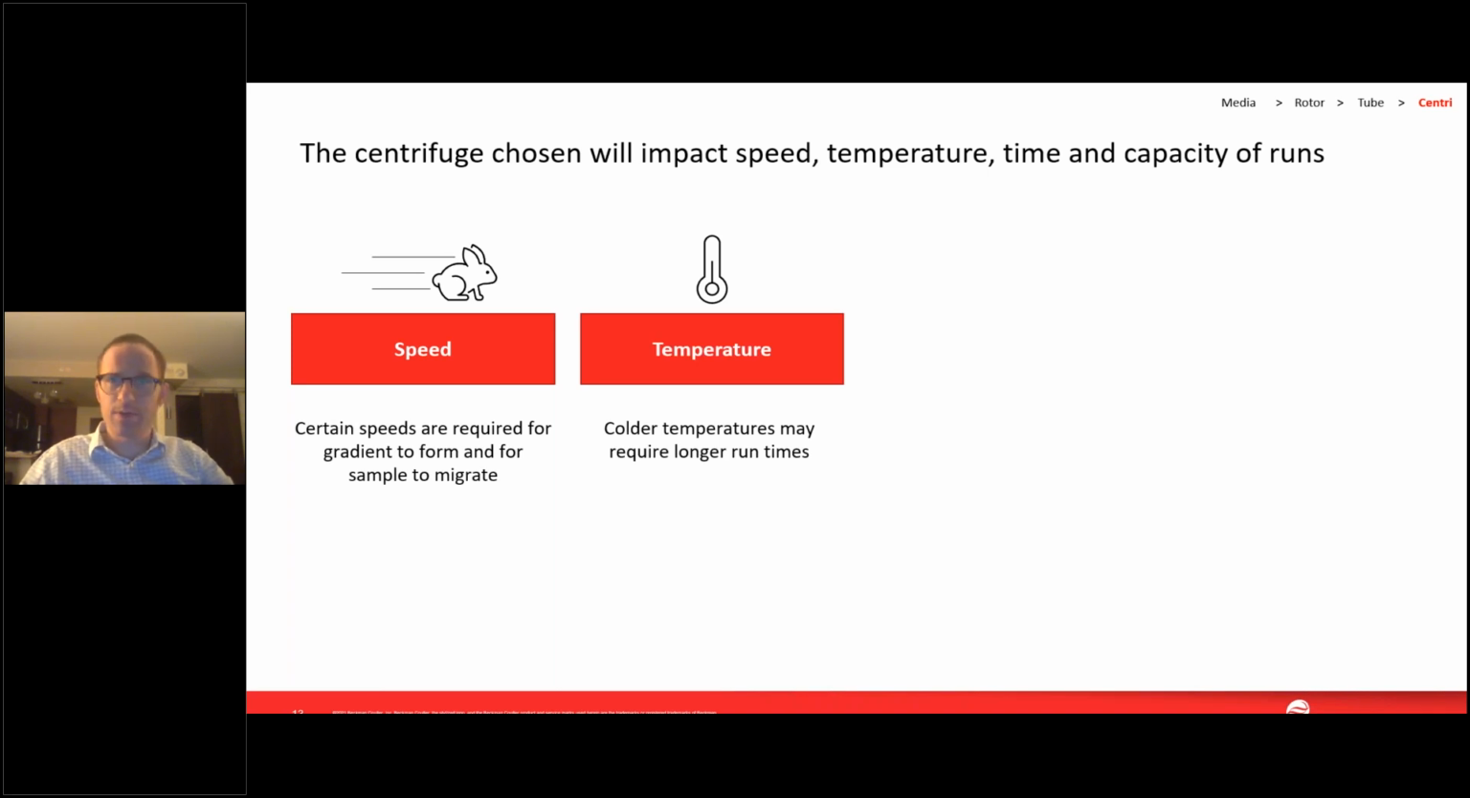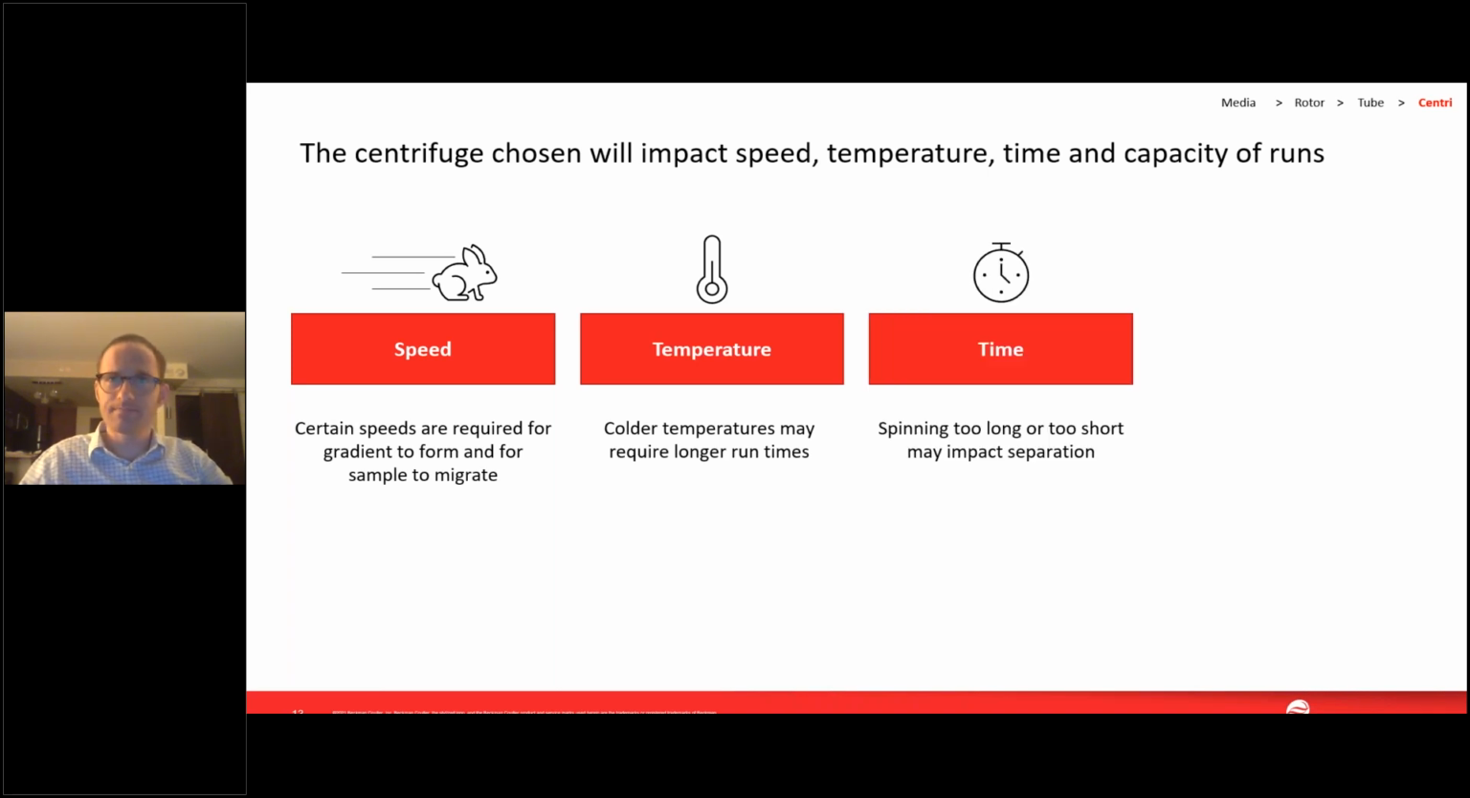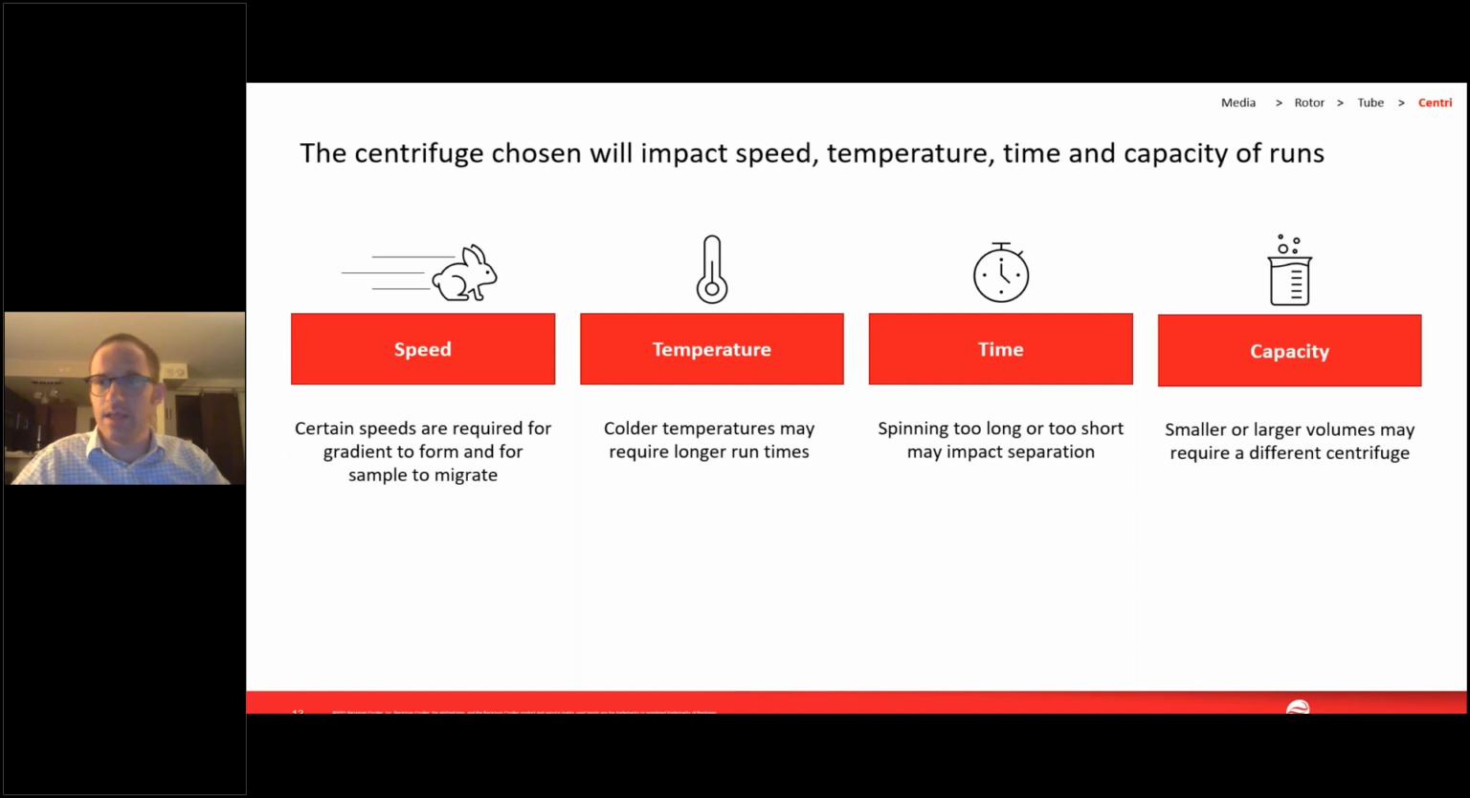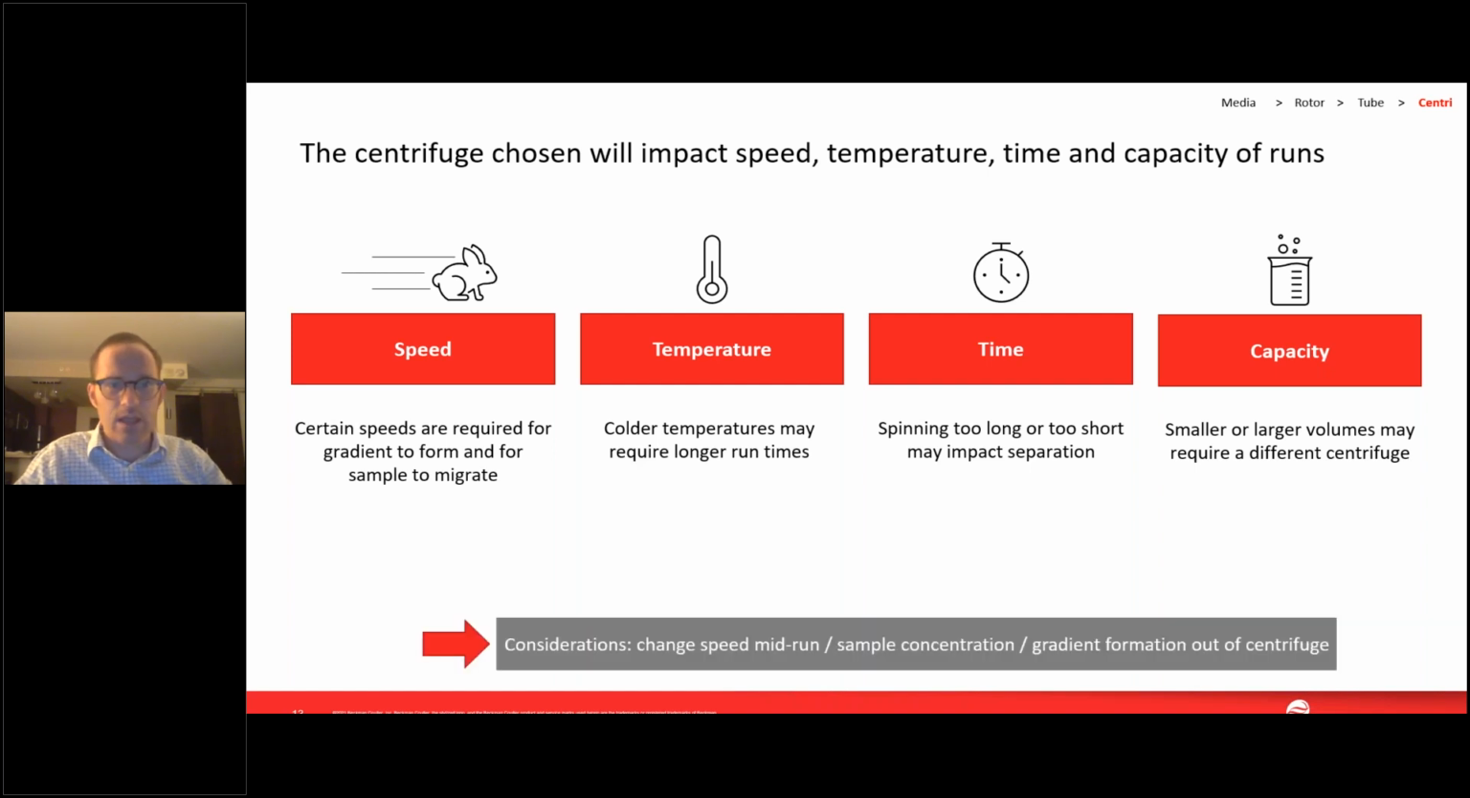Temperature: colder temperatures may require longer run times. There's time, right? Spinning too long in the case of a rate zonal or equilibrium zonal, you might even get a pellet, which might be bad for you. It may just not be necessary. Or too short, right? You may not be fully reaching equilibrium, so you have to be cognizant of that. Then finally, capacity, right? There are different capacity centrifuges, obviously, and so we have to be cognizant of this.